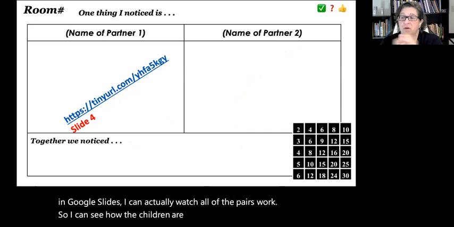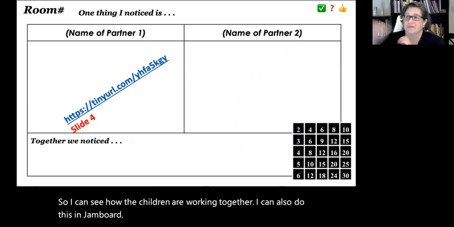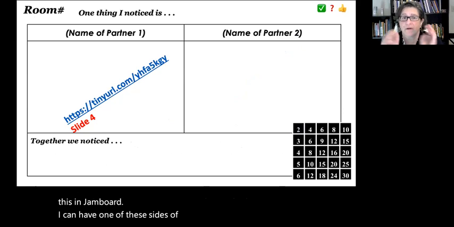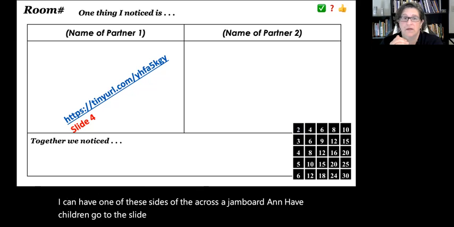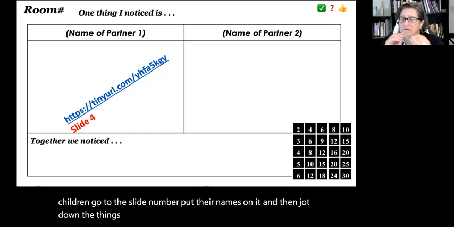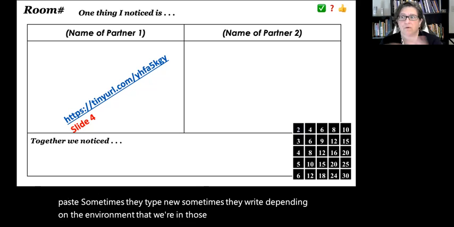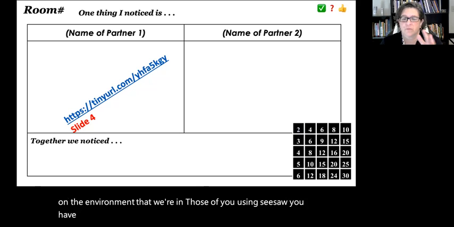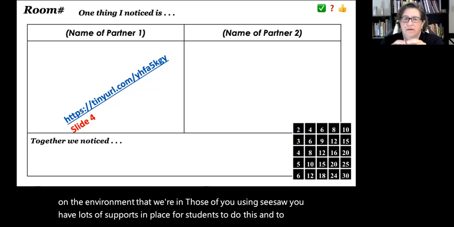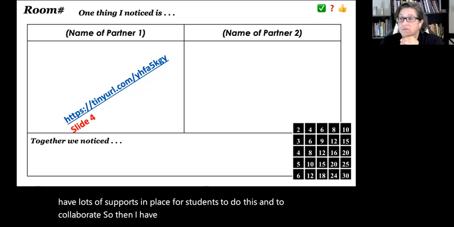I can also do this in Jamboard. I can have one of these slides across a Jamboard and have children go to the slide number, put their names on it, and then jot down the things that they each noticed. Sometimes they copy paste, sometimes they type new, sometimes they write, depending on the environment that we're in. Those of you using Seesaw, you have lots of supports in place for students to do this and to collaborate. Then I have them jot down something they noticed together.